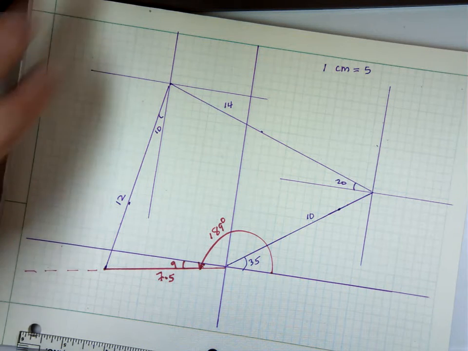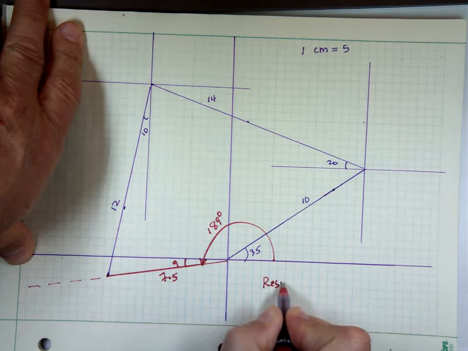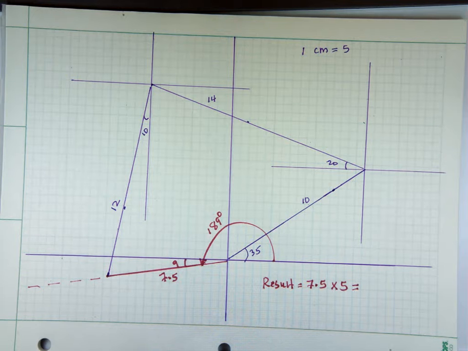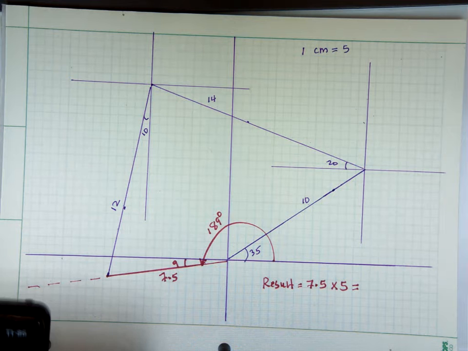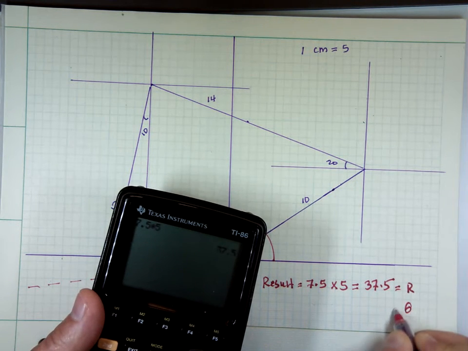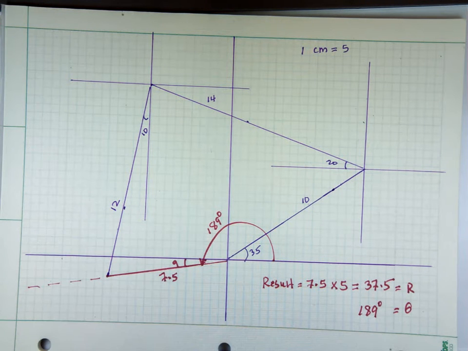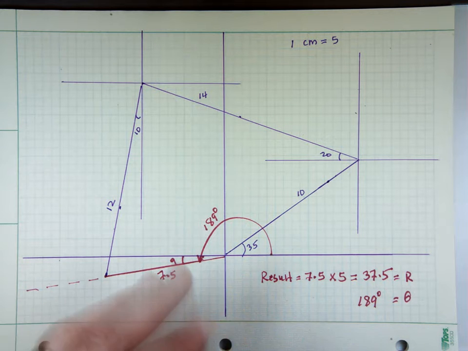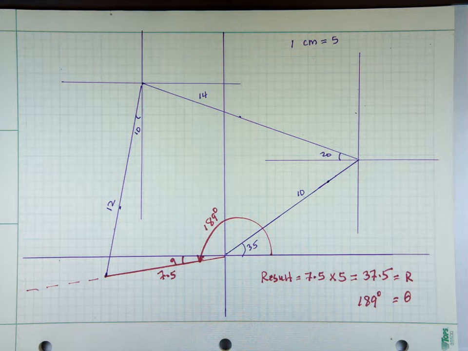So my result is 7.5, but the scale is 5. 7.5 times the 5, which is what? 37.5. And the angle theta, that's R, and theta equals 189 degrees. I just measured that. So if I did this correctly, graphically there's my answer. Now I'm not really 100% sure I'm on the money there, so I tend to do these problems using math. So let's use trig and see if the result actually is the same.